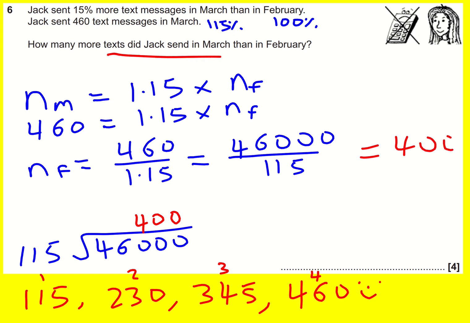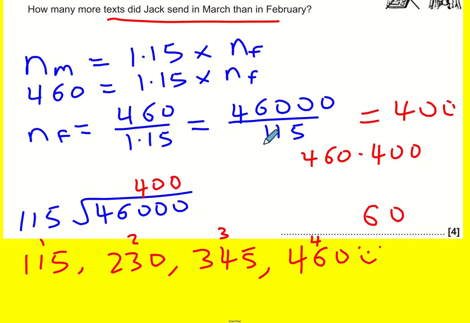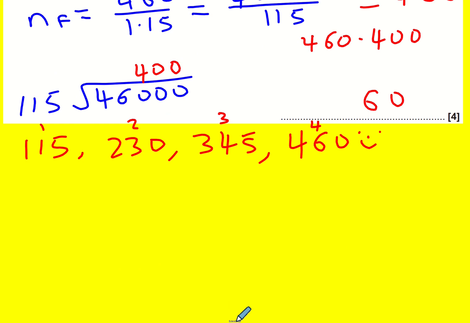So how many more texts did he send in March than February? It's going to be 460 minus 400, which is 60. So that's the multiplier way of dealing with this problem. Just very quickly, I'm going to talk about an alternative way.